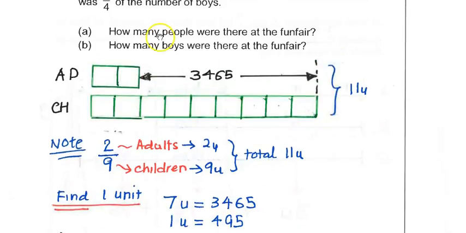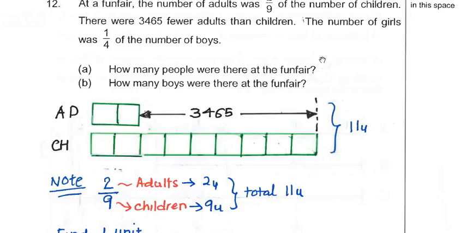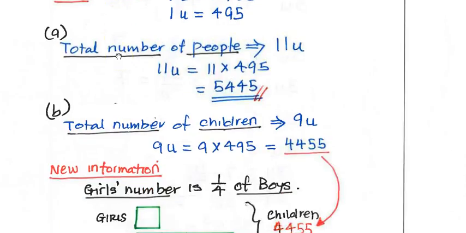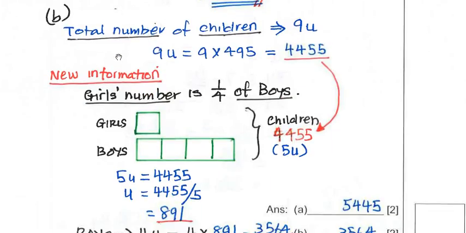Now B, how many boys were there at the fun fair? Okay, over here it says the number of girls was 1/4 of the number of boys. It means this. Look here. Girls is 1/4 of this, can you see? Girls is 1/4 of boys. The difference is 3 units. Girls is 1 unit. Boys is 4 units.